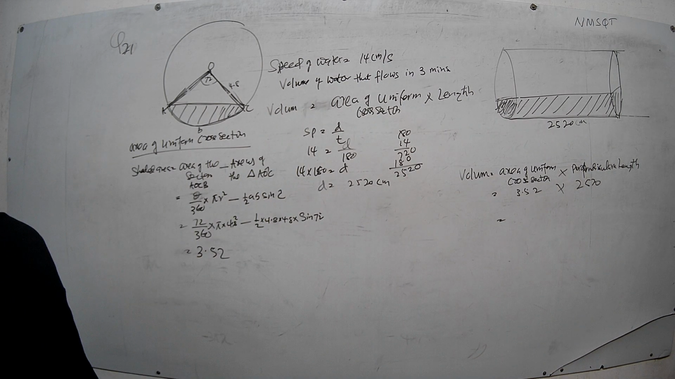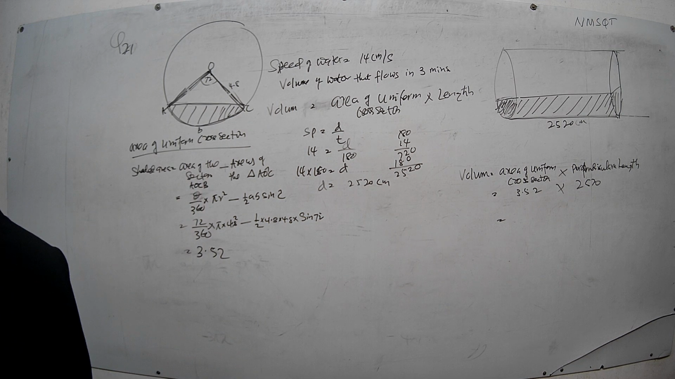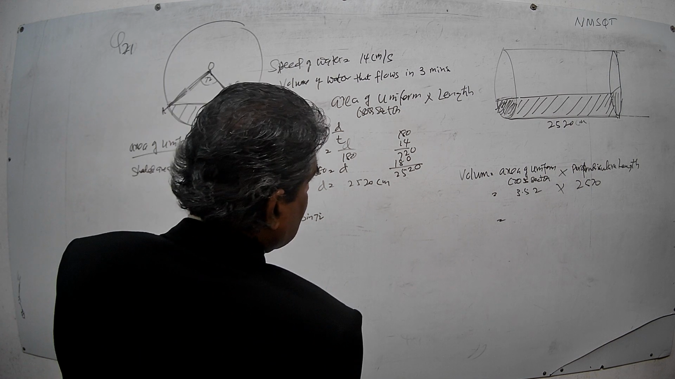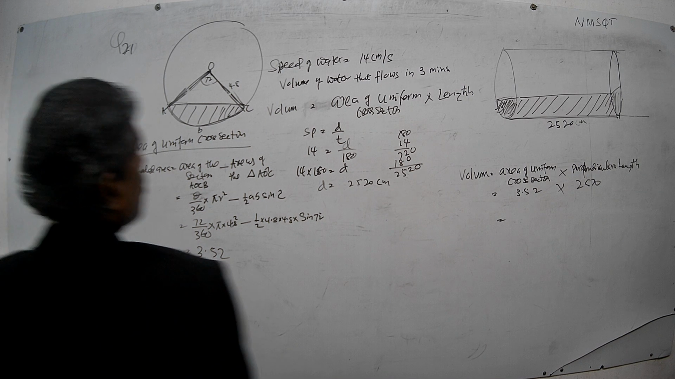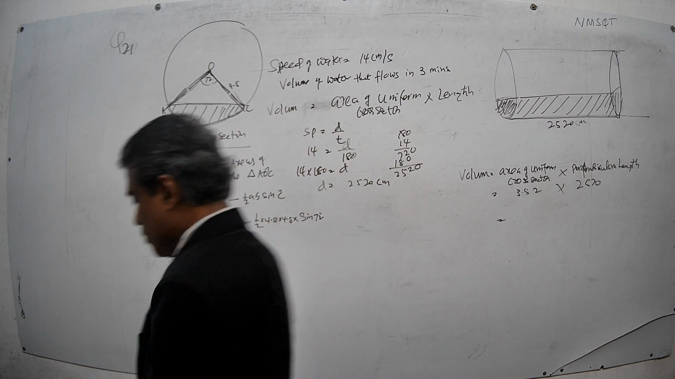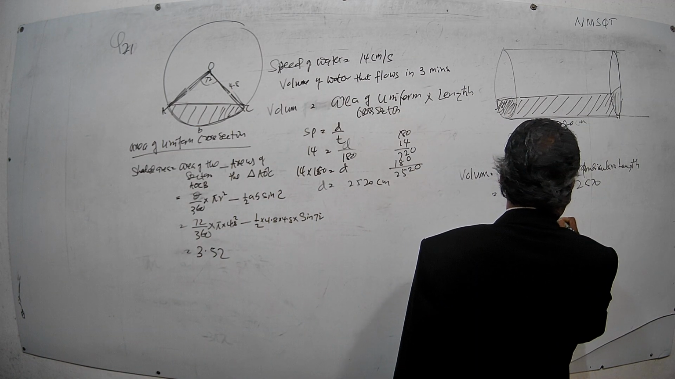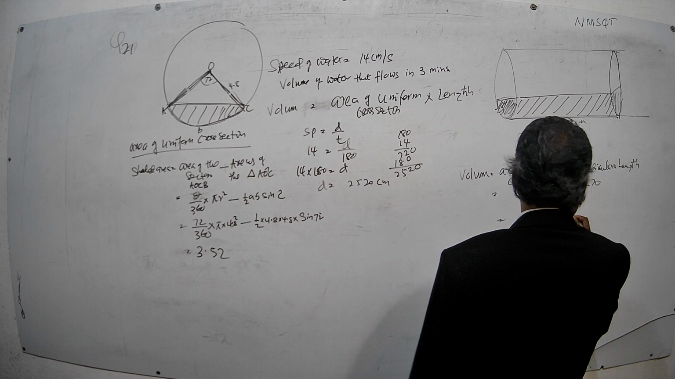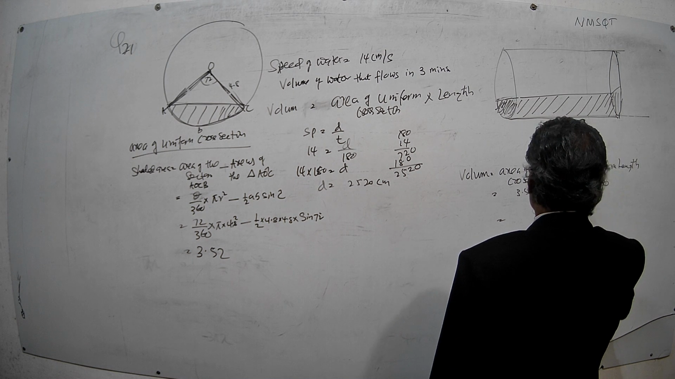Volume will be how much? 3.52 into 2520. That is 8870.4, right?